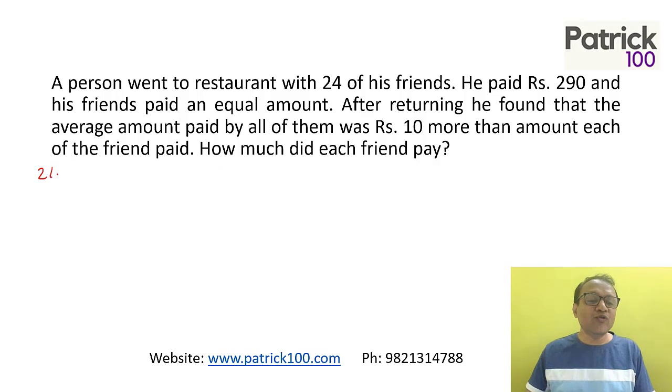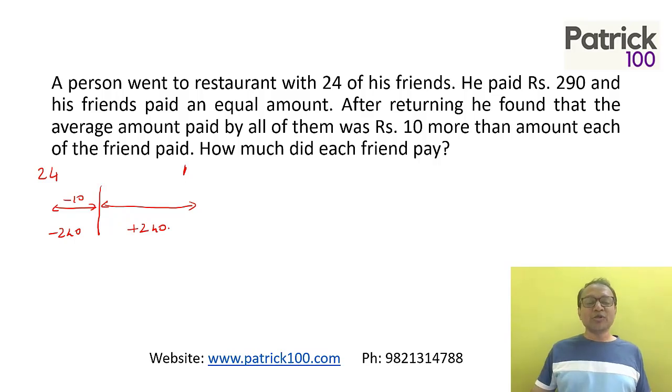We have 24 friends, and then one person: 24 and 1. Now these 24 people spend 10 less than the average. If they spend 10 less than the average, total 24 into minus 10 is minus 240. They spend 240 less than the average in total. Which means this one person must have spent 240 more than the average. Because there's only one person, he spent 240 more than the average. Remember, around the average, total will be 0. That means however much is less, that much will be more. Since there is 240 less, this will be 240 more. So this is plus 240.